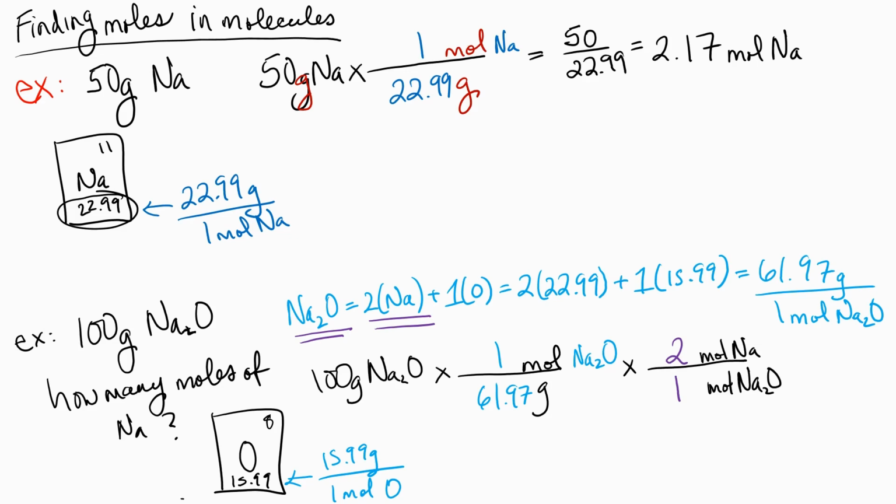So go ahead and plug that in: 100 divided by 61.97, and then multiplied by 2. You should get 3.23 rounded moles of Na. If you get a different value, double check that your calculator isn't doing something funny with its order of operations, and then reset. And that's how you're going to do that.